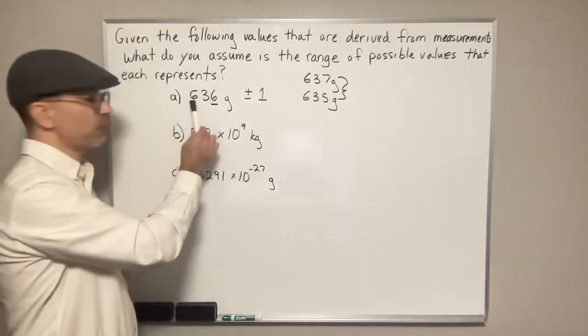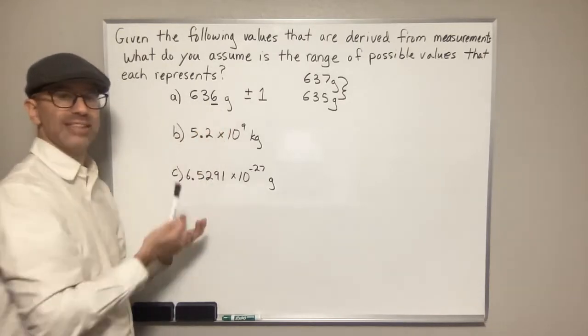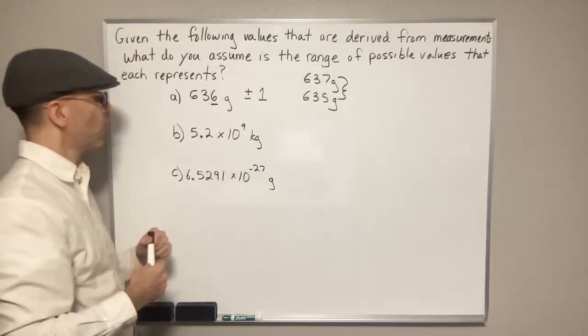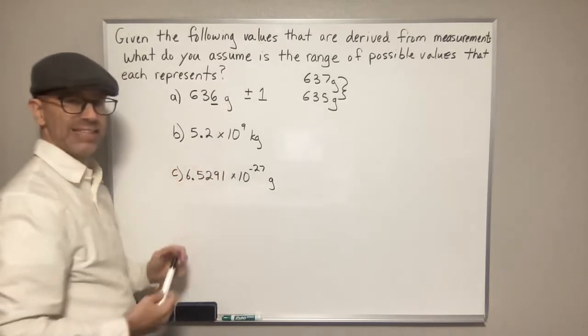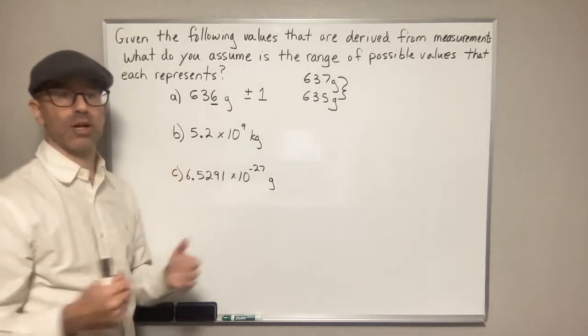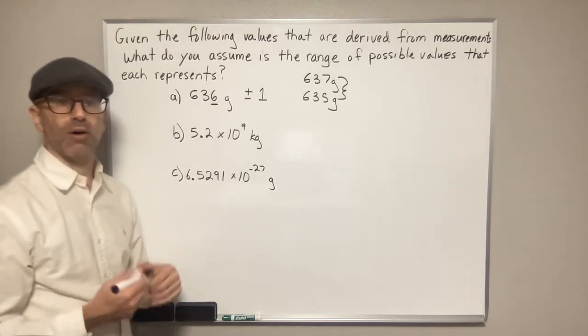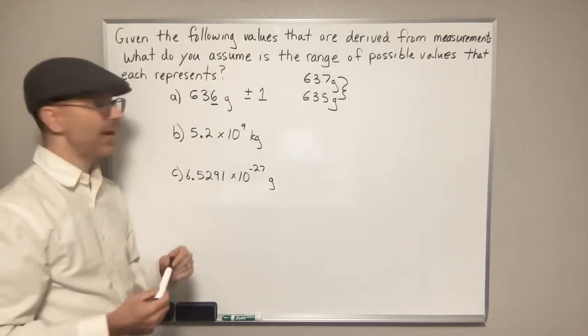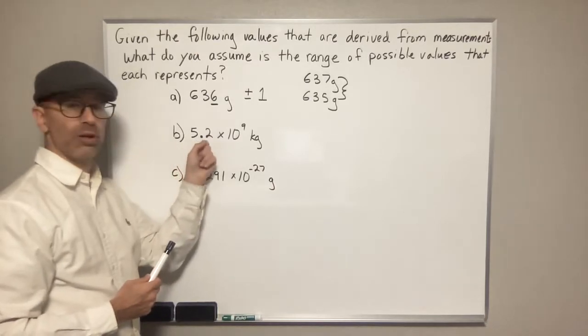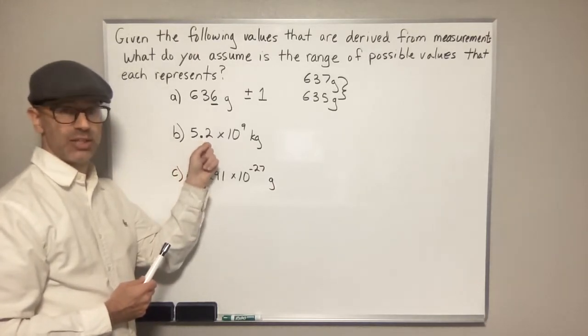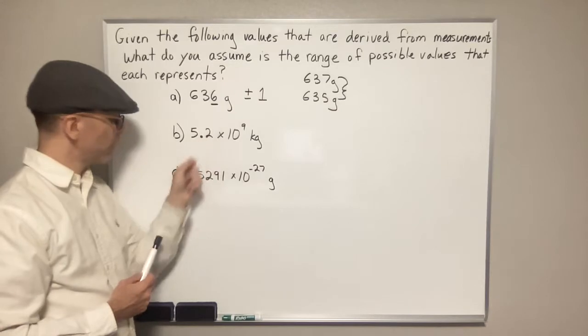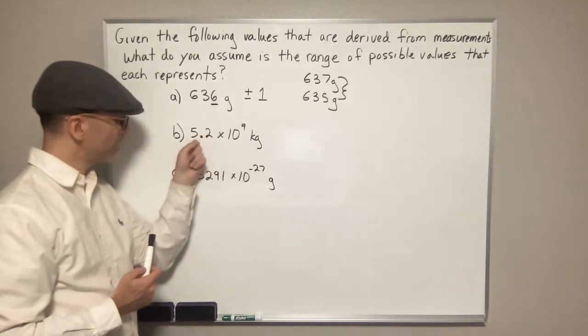Okay, so that's how you figure out the uncertainty, and that's how you figure out the range. That's easy for numbers that aren't in scientific notation. But what if you have numbers that are in scientific notation, really large numbers or really small numbers? What do we do then? Well, we figure it out the same way. However, we have to be careful about where the last digit is located. It's very easy to see what the last digit in these numbers is.